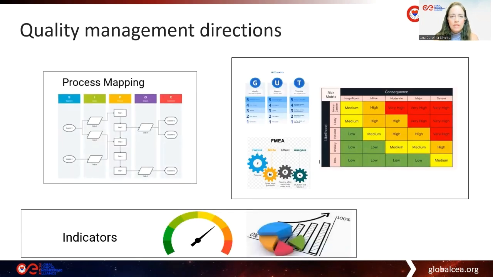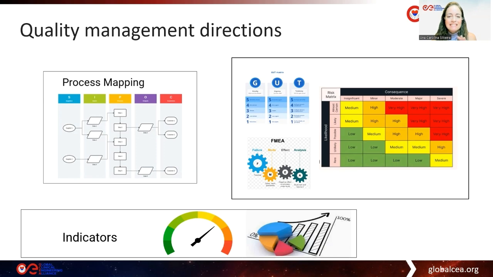I'll bring some tools here, some tools that are related to quality that help managers and operational people as well. So I bring here process mapping, risk matrix, and indicators. Process mapping is a tool that can be used to organize the institution, to identify all the tasks each process performs, and how processes connect with each other.